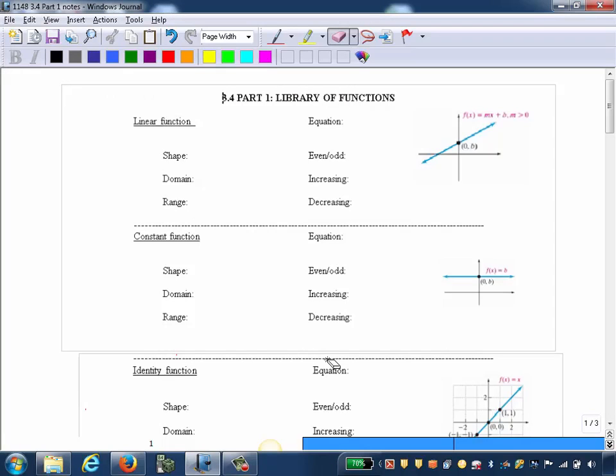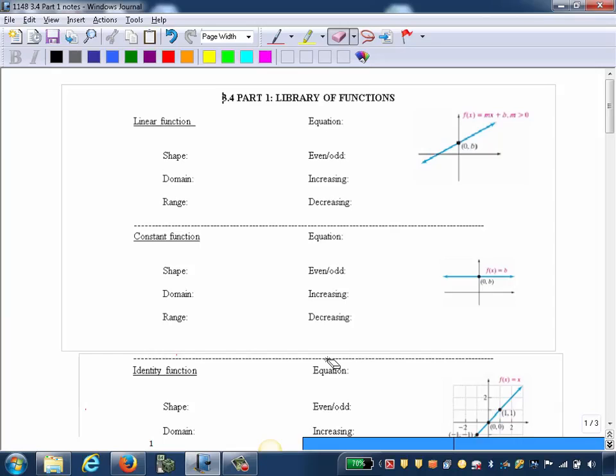Section 3.4, Part 1, Library of Functions. In this section, we're going to review various functions, most of which you've seen before in previous courses. These are basic and common shapes that you're going to see as well in this class, and we're going to build on this library of functions in this course.